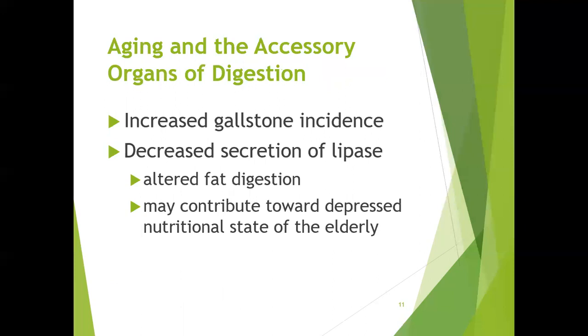Aging in the accessory organs of digestion. As the human ages, there's an increased incidence of gallstones. Additionally, there are certain ethnic backgrounds that are more likely to get gallstones, including Native Americans and Mexican Americans. Decreased secretion of lipase is also a symptom of aging in the digestive system. What does that mean? So, as the pancreas produces less lipase, we see that there's altered fat digestion and it may contribute toward depressed nutritional state of the elderly because they're not able to digest and utilize that fat content.